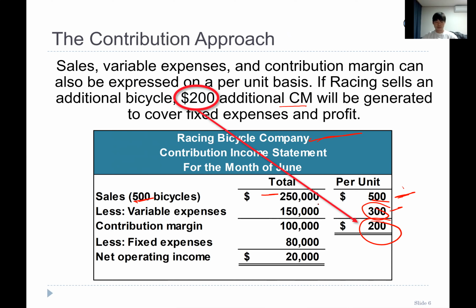300 is the variable cost. 300 multiplied by 500, so 150,000 is their variable cost. So contribution margin is 100,000. 80,000 is their fixed cost. So now they are having net operating income of 20,000, right? Let's move.